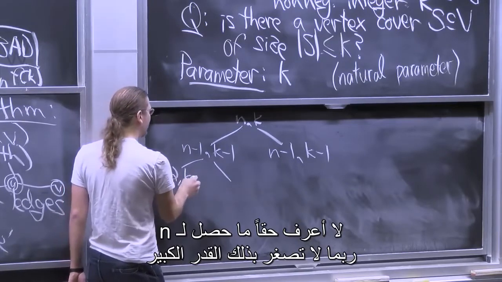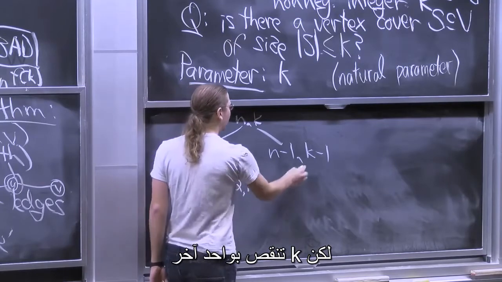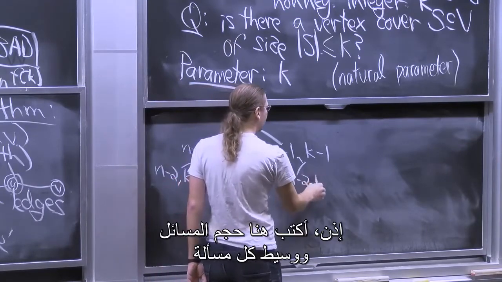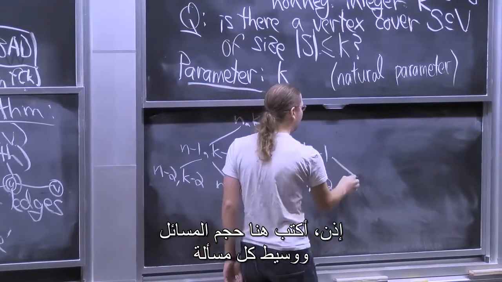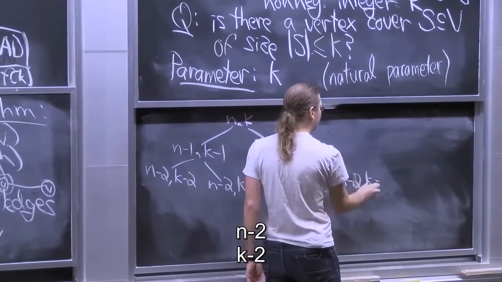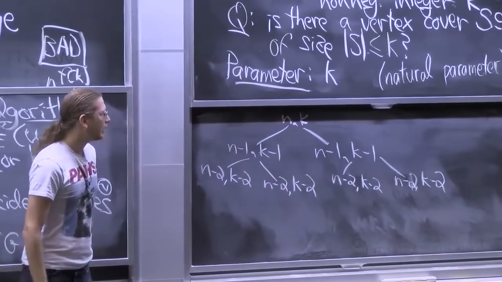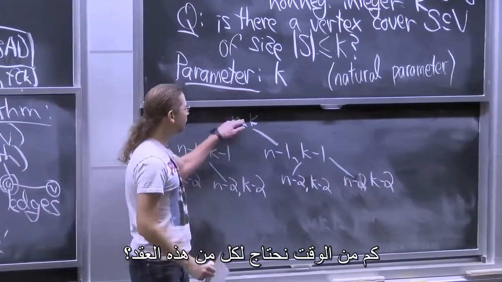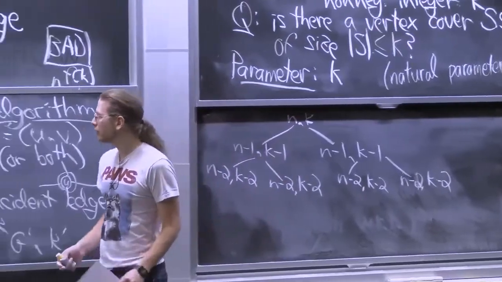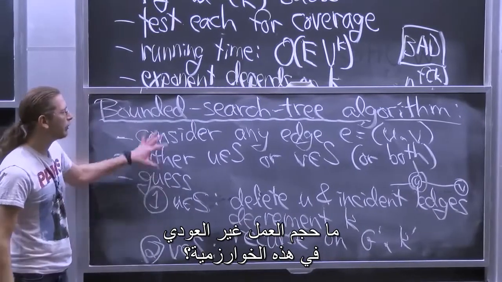I don't really know what happens to n. It probably doesn't get that much smaller. But k goes down by another 1. OK, so I'm writing here the size of the problems and the parameter of the problems. So n minus 2, k minus 2. OK, how much time do I spend in each of these nodes? How much non-recursive work am I doing in this algorithm?